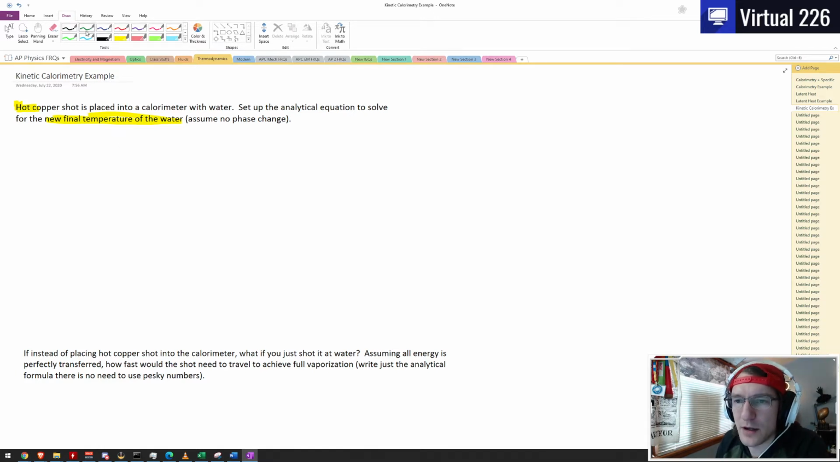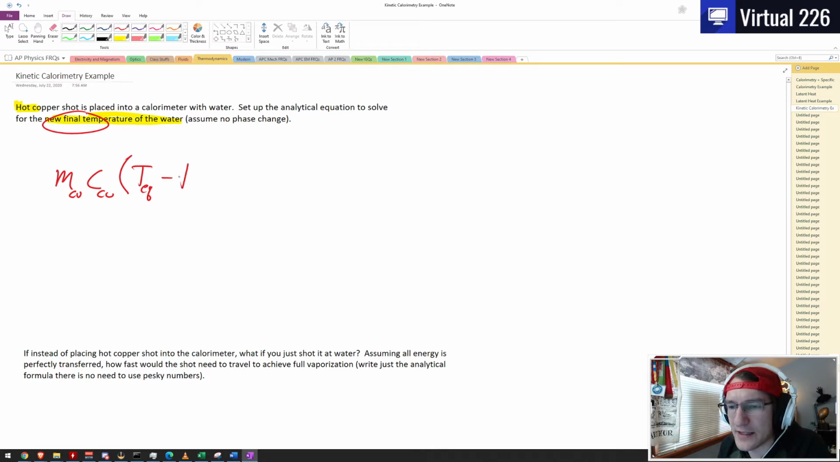If you take hot copper shot, the copper is going to have some mass, so let's just call it mass of Cu for copper. Copper has some specific heat. We could look it up in a table, so specific heat Cu. And then it's going to have an equilibrium temperature, which is what we're kind of looking for, right? Minus the initial temperature of the copper, whatever temperature it was when it was hot.